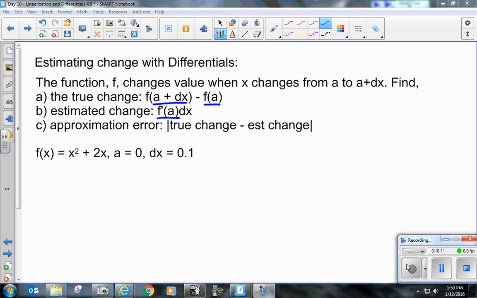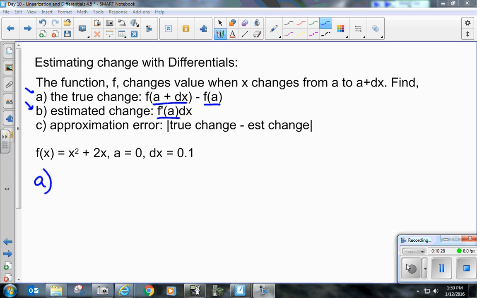And then to approximate the error, you take the absolute value of the true change minus the estimated change. It's the difference between the two, but it's always a positive number. That's why there's an absolute value. Okay? So let's start with the true change.